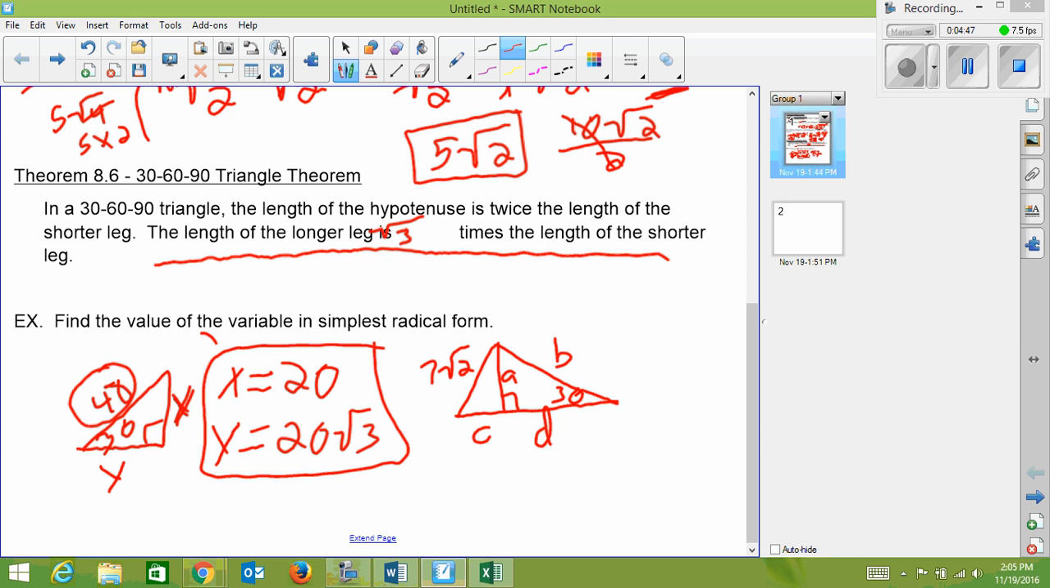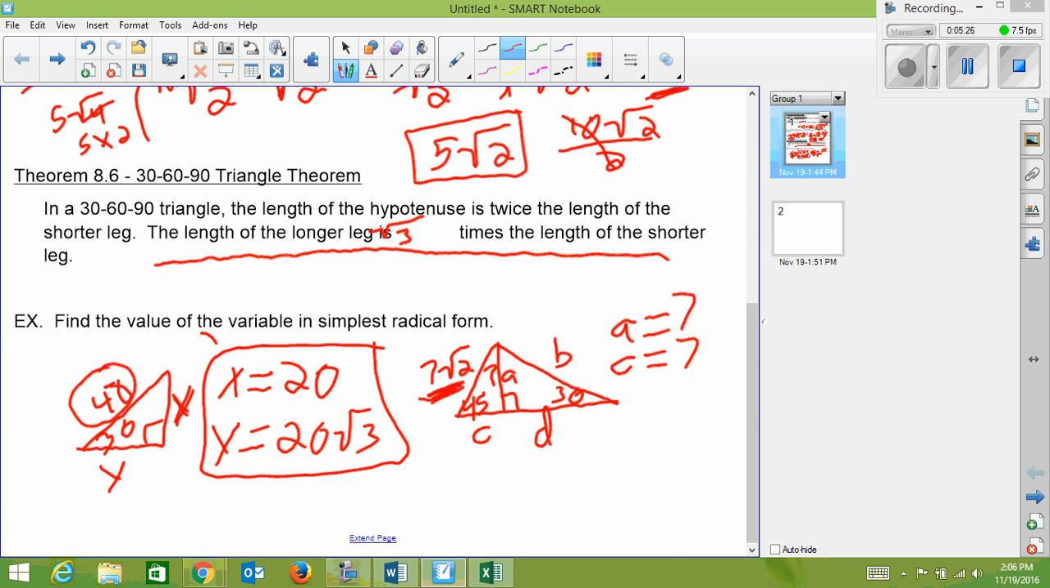In this one, on the left-hand side, I have a 45, 45, 90. If you go back up to the rule, it says that both legs are congruent, and the hypotenuse is square root 2 times the length of the leg. This right here is the hypotenuse, and they took that times square root 2 of the legs, which are equal. So therefore, A equals 7, and C also equals 7.